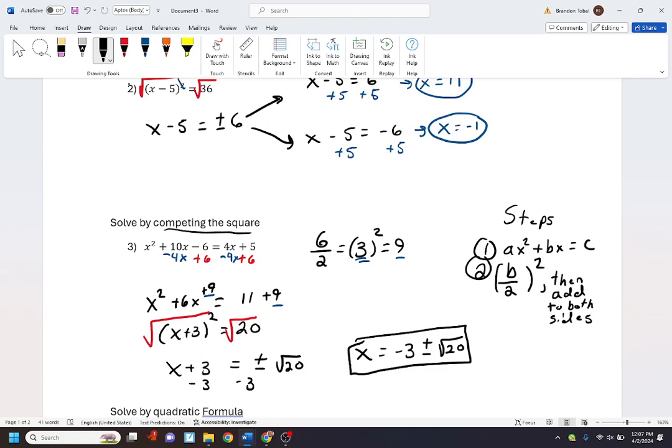Just a reminder. If it's a clean number, you actually do the math. This one is the square root, so you leave it like that.